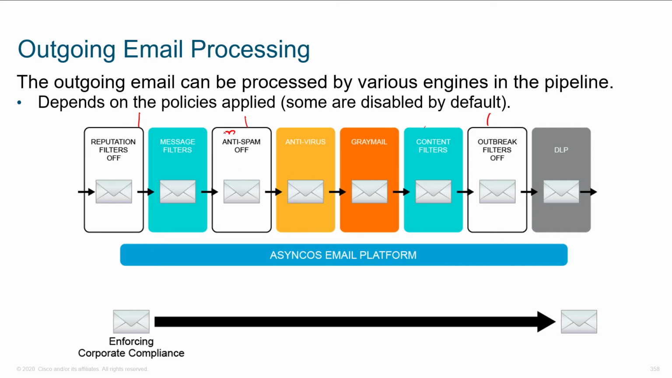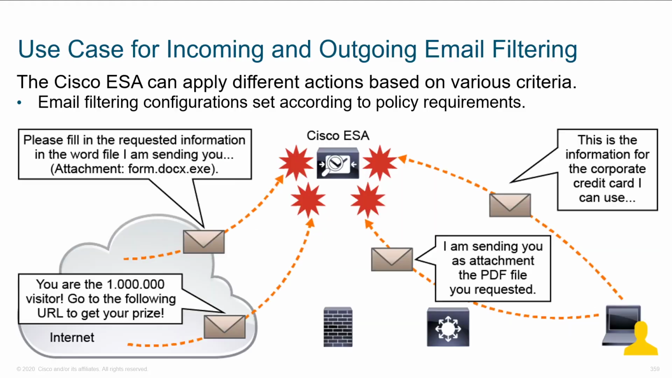Anti-spam, we'd like to think that we're not the ones spamming. And if we are, well, our spam is better than other people's spam. I know that other stuff's spam, but these are great deals people should hear about. We don't want to filter our own messages. You see that antivirus, graymail, and content filters are enabled, and then again, outbreak filters are off. Again, you could turn a lot of these things on or off, and you can adjust the policies to your liking.